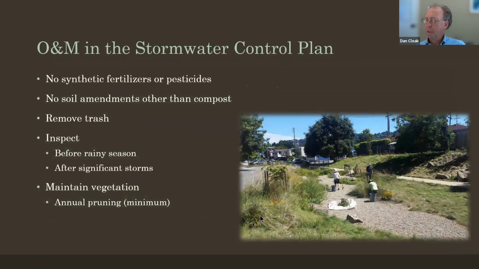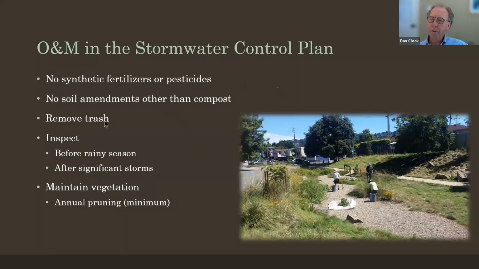Here's that same facility I showed earlier. This is community members out there volunteering to take care of the vegetation because it's a nice park and it's a community project. But here's your O&M going on of your bioretention facility, and this is publicly owned. Going on with community involvement and no cost to the owner, to the agency in this case.